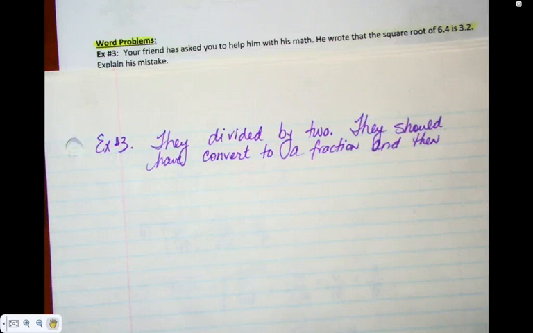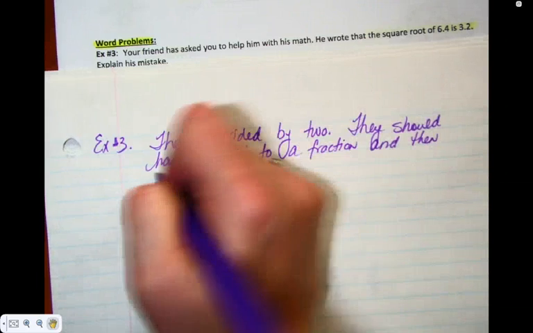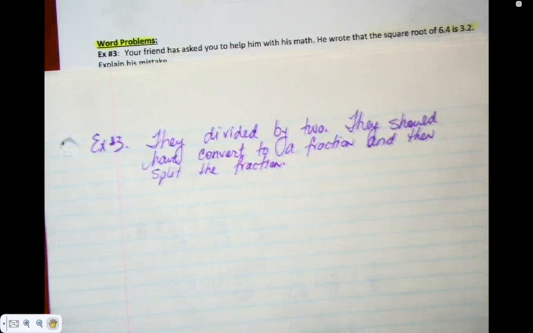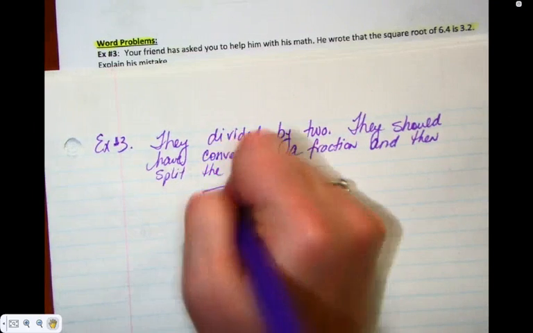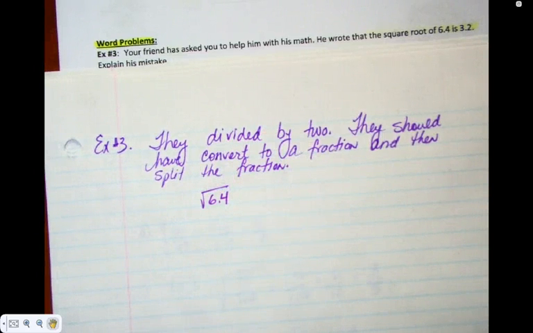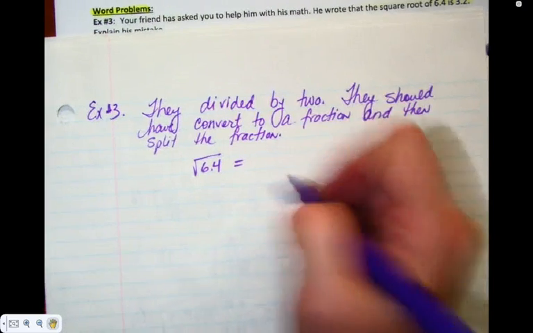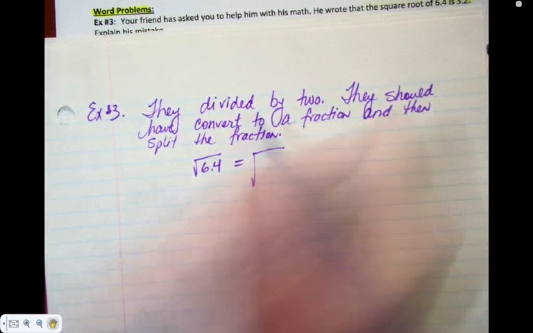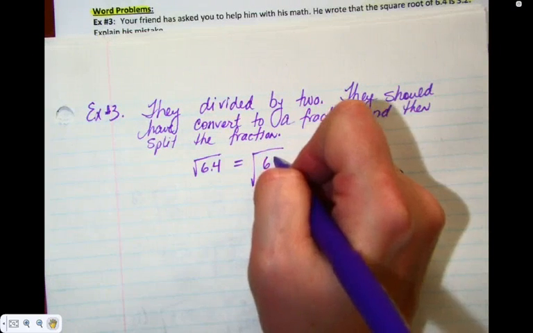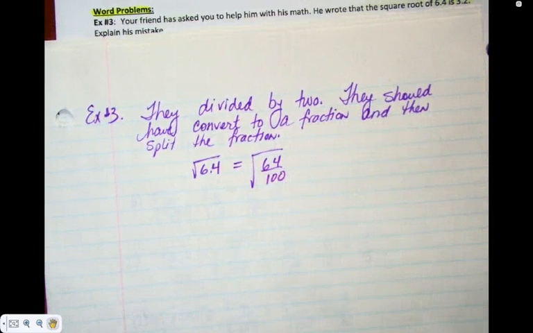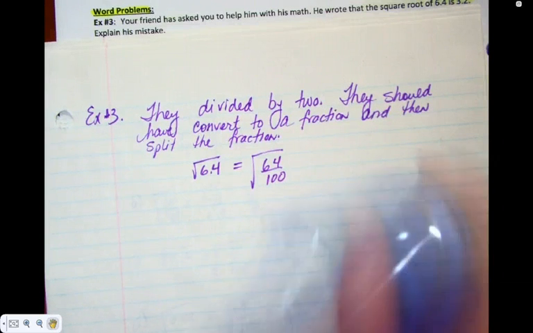Not quite. There's a step in there you're missing. You're on the right track though. Separate the two. Okay, so what did I say 5 times in the last example? They should then split. Okay, so let's show that. What should they have written after the square root of 6.4? Okay, what's the fraction? Perfect.